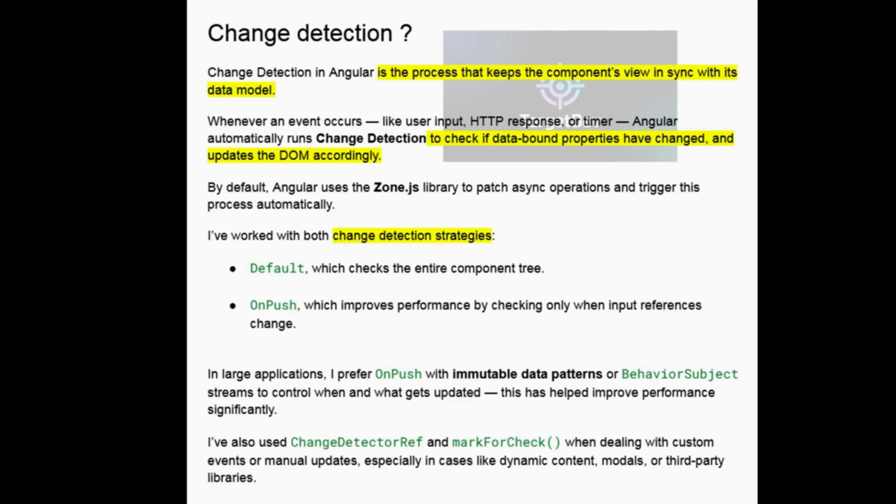I have worked with both change detection strategies. Default, which checks the entire component tree. OnPush, which improves performance by checking only when input references change. In large applications, I prefer OnPush with immutable data patterns or BehaviorSubject streams to control when and what gets updated. This has helped improve performance significantly. I have also used ChangeDetectorRef and the markForCheck method when dealing with custom events or manual updates, especially in cases like dynamic content models or third-party libraries.